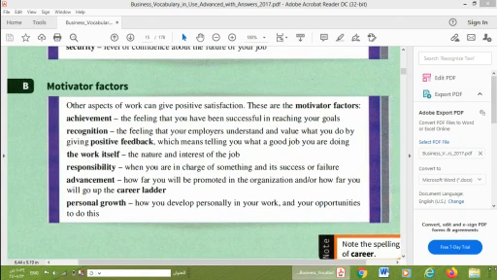The third motivating factor اللي هي work itself. The work itself, the nature and the interest of the job. The job must be interesting, varied, challenging to keep employees motivated. Okay, and other motivating factor according to Herzberg theory, responsibility.